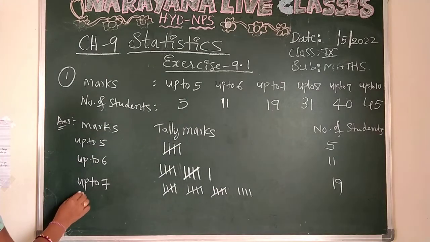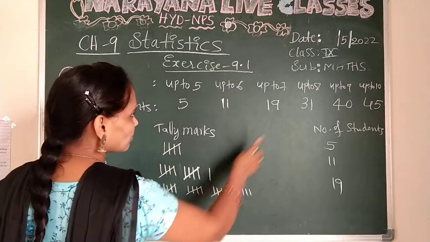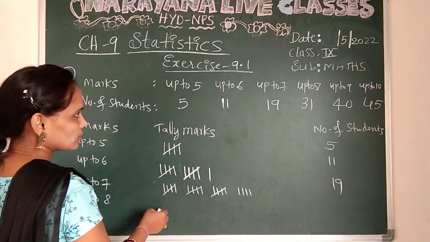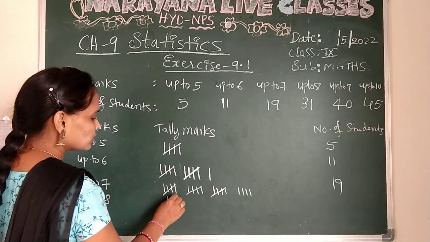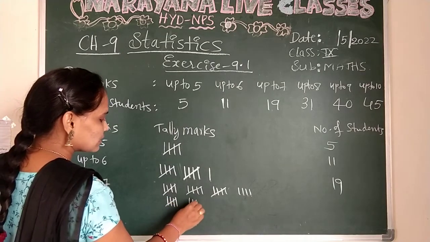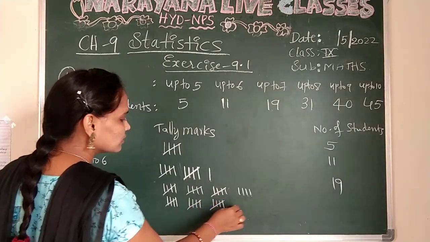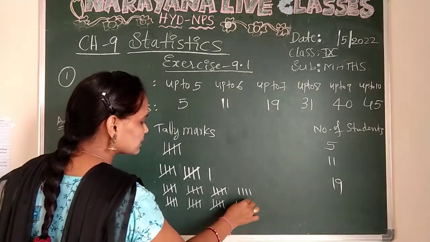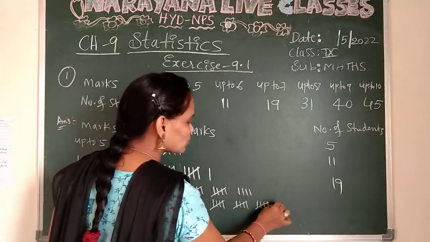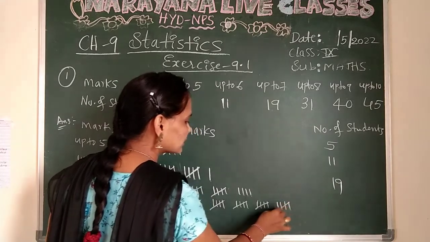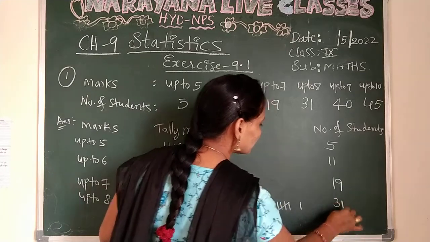So up to 8. Here up to 8, 31. Up to 8, 31. 1, 2, 3, 4, 5, 6, 7, 8, 9, 10, 11, 12, 13, 14, 15, 16, 17, 18, 19, 20, 21, 22, 23, 24, 25, 26, 27, 28, 29, 30, 31. Okay. So number of students 31.